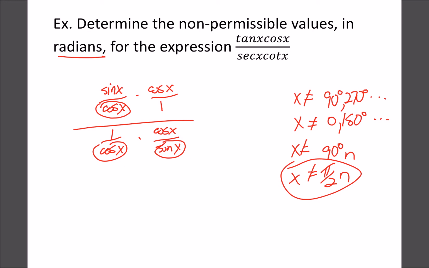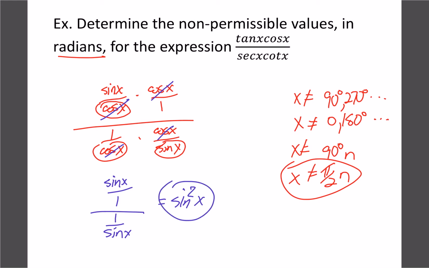And that's it. So let's simplify this one a little bit further. We've got our cosine top and bottom we can cancel. We've got another cosine top and bottom that we can cancel. So we'd end up with sine x over 1 on the top, divided by 1 over sine x. Those don't cancel, so what we would get is sine squared. So our simplification is sine squared, which by itself has no non-permissibles, but if we look at the original function, it has them at every 90 degrees.